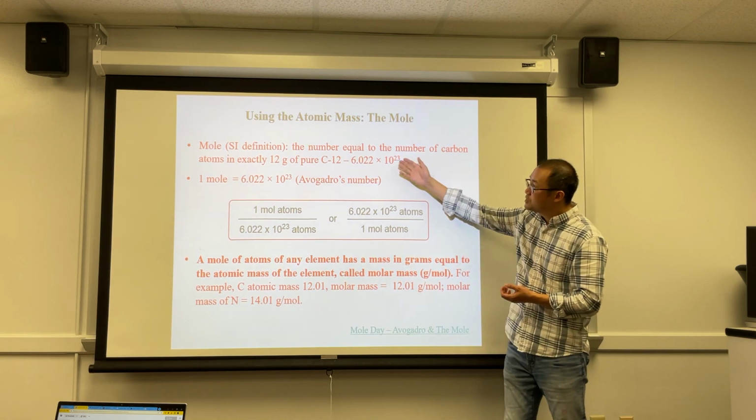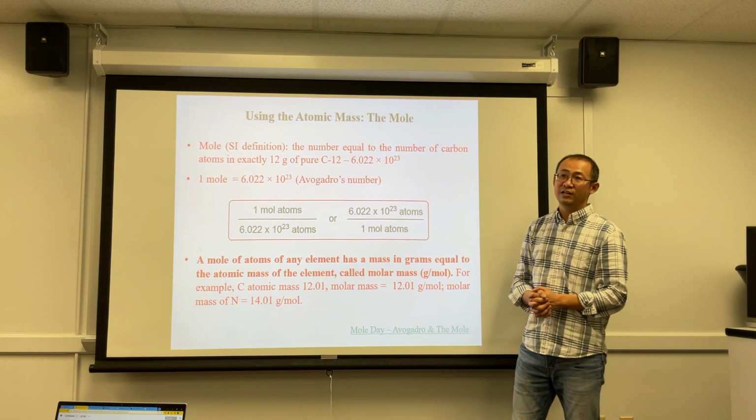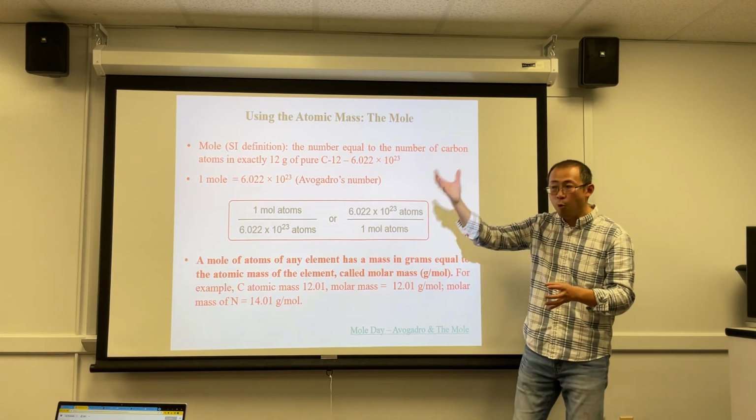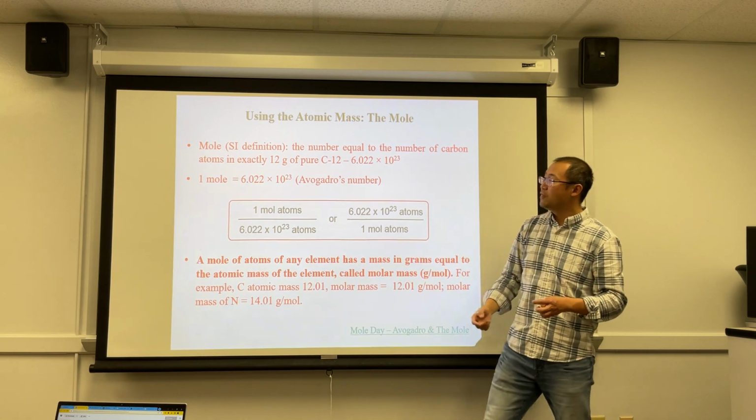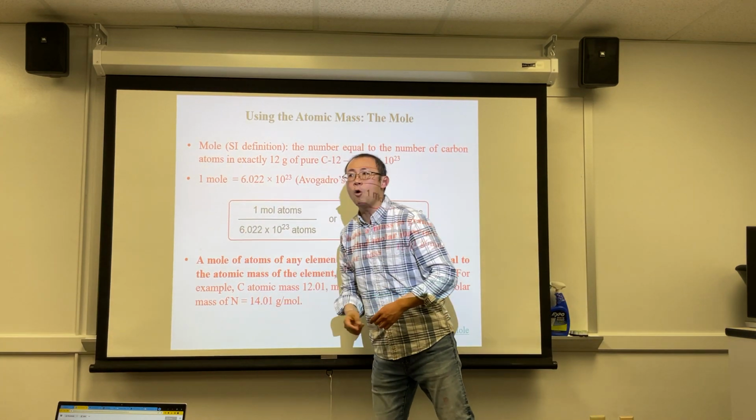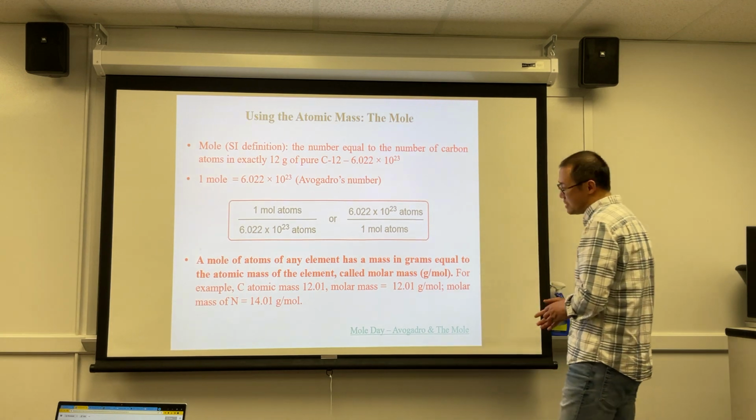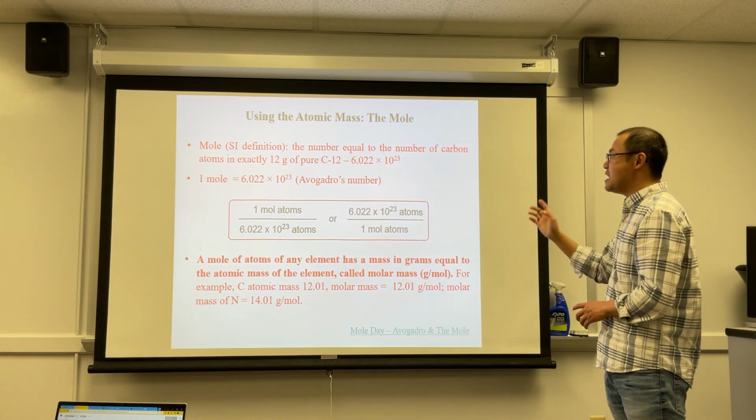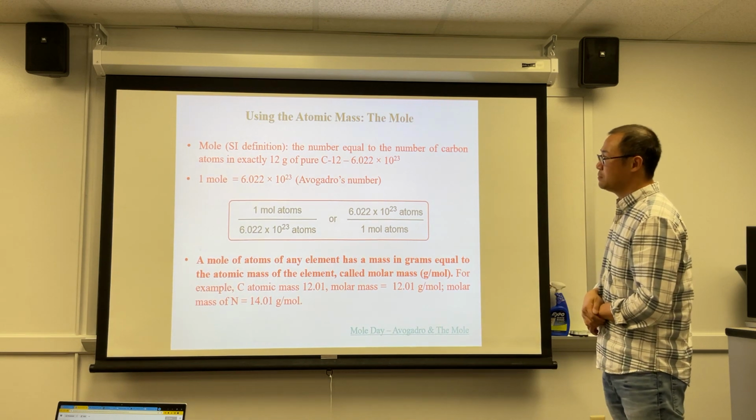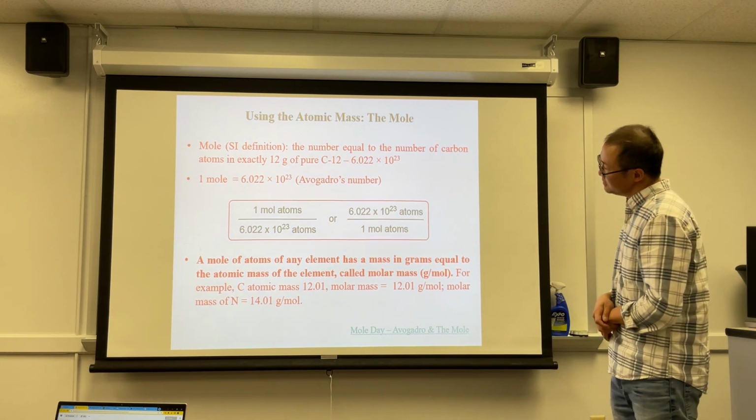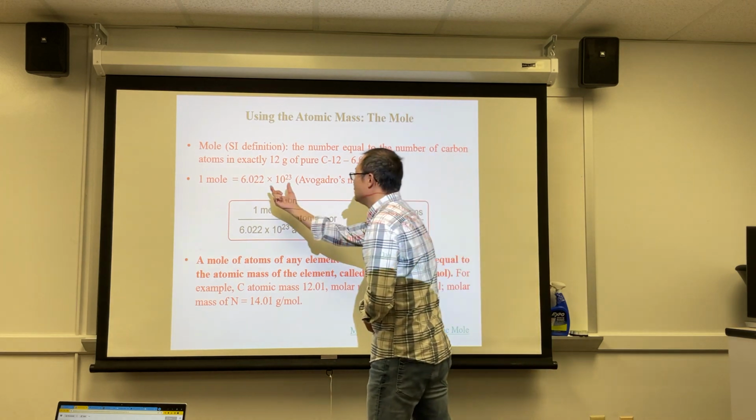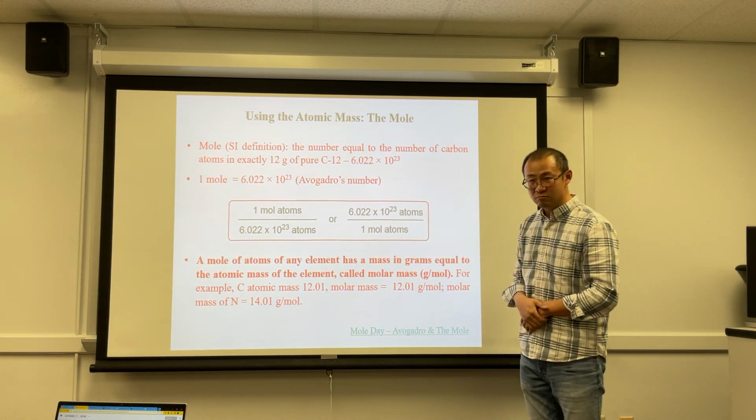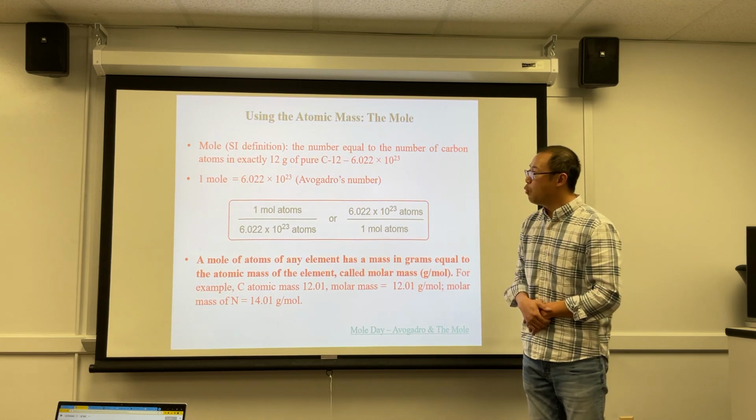Here is that relation, the most important intermediate that can relate the quantity to the mass. We call that the mole. M-O-L-E. What is a mole? One mole is this much number of something. That's by definition. Okay, what is one mole?